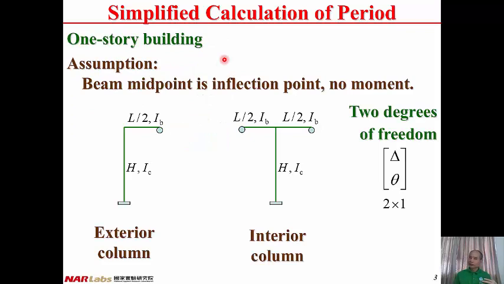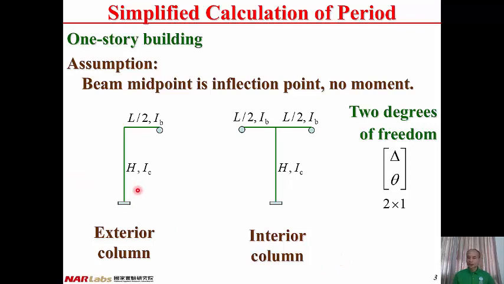And we consider a one-story building first. Here's an assumption. We assume that the inflection point of the beam occurs at the mid-point. That means that at the mid-point, there's no moment, so that we can decompose the one-story building in the direction of the earthquake into exterior columns and interior columns.